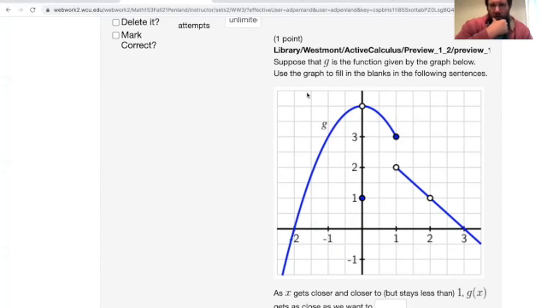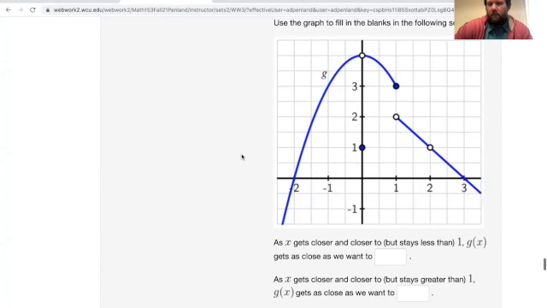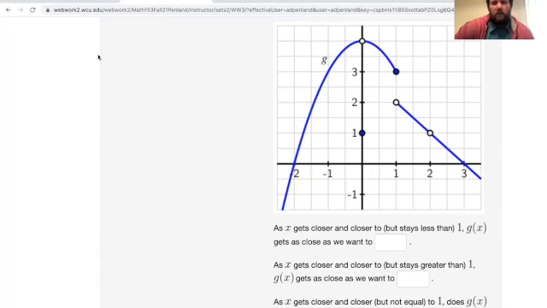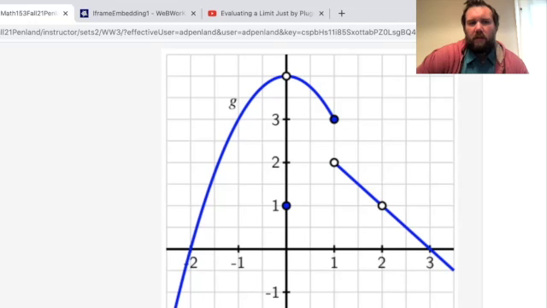G is the function given by the graph below. We're going to use the graph to fill in the blanks in the following sentences. So the first one is, as x gets closer and closer to but stays less than 1. Let's look at where that is on the graph.